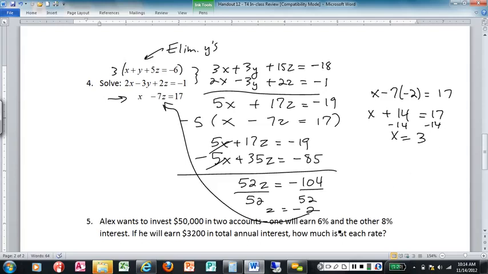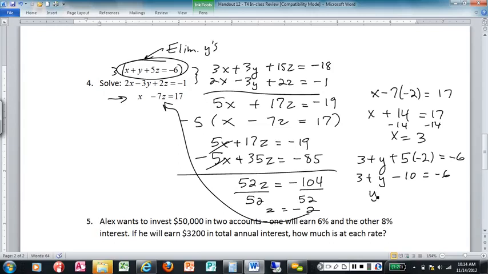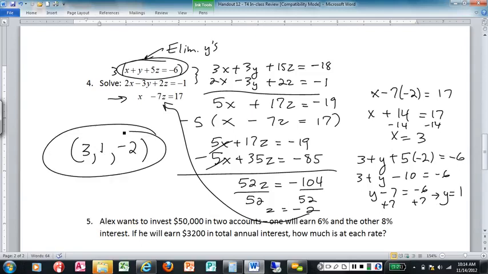And so then I've got x is 3, z is negative 2, so I can plug it in to go back to one of the original ones there. x is 3, y I don't know, but I do know z is negative 2, so I can figure out the y. All right? It'd be 3 plus y minus 10 equals negative 6, so that's y minus 7 equals negative 6. Hey, yeah, add 7, y is 1. So my solution: x is 3, y is 1, z is negative 2. Sound right? Believe that?